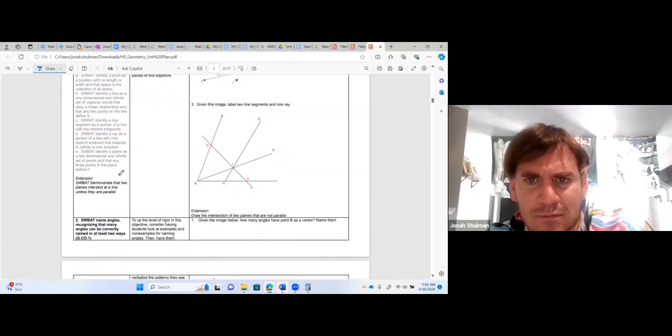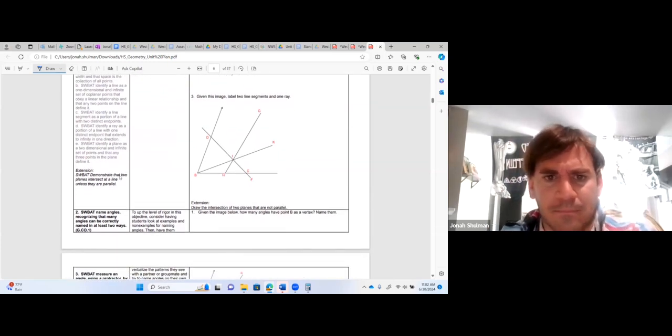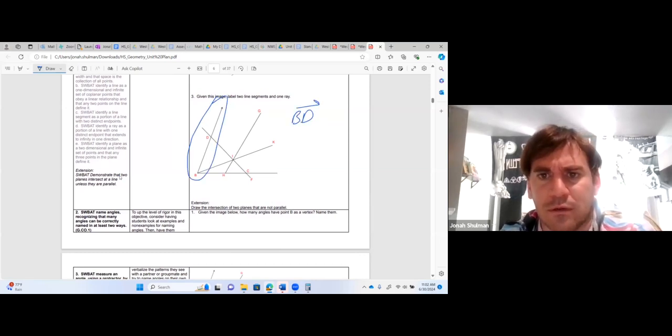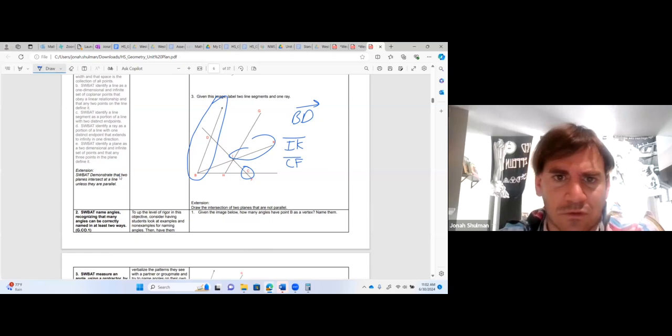Label two line segments and one ray. BD is a ray, starts from one point and keeps going. A line segment is IK, it stops. Notice that there's no arrows on this, and CF stops. This is the only one with a little arrow.